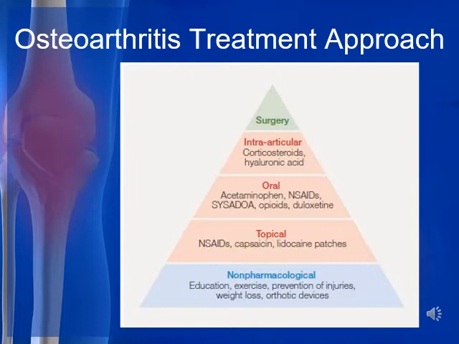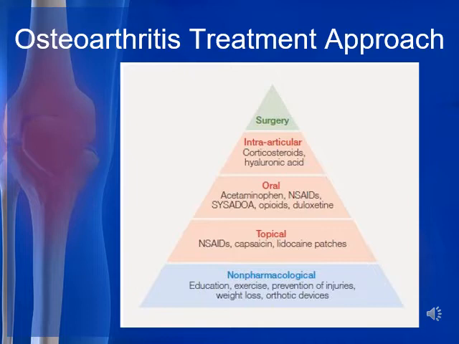But we have to be careful about long-term NSAID use as far as GI bleeds, GI ulcers, etc. Or other oral agents: acetaminophen, NSAIDs, and SYSADOA. That stands for slow acting symptomatic drugs for osteoarthritis. Those are things like glucosamine or chondroitin, and they'll be coming up here on a slide, that can kind of slow the progression of osteoarthritis.